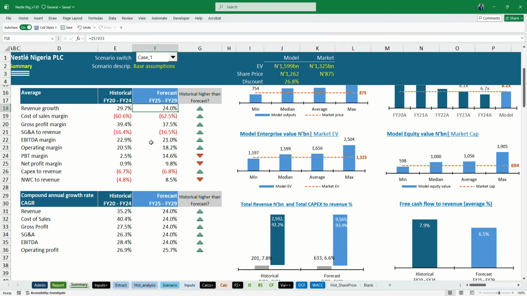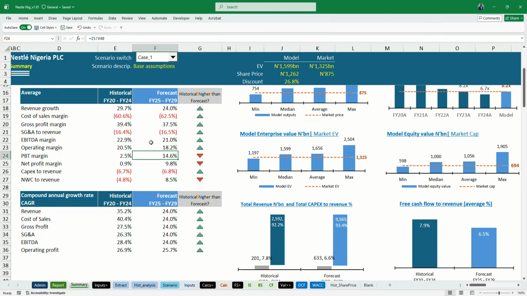Then cost of sales, historical was 60.6, and we expect our forecast to be 62.5 because yes, there's an increase in the inflation factor and also the volatility of FX which might affect their cost. Then gross profit margin, historical was 39.4 and forecast 37.5. So it's easy to just see what we've done. We also have our EBITDA; our forecast also seems to be lower. Operating margin too, but profit before tax for the forecast seems to be higher, and this is coming from the FX loss which they had historically.